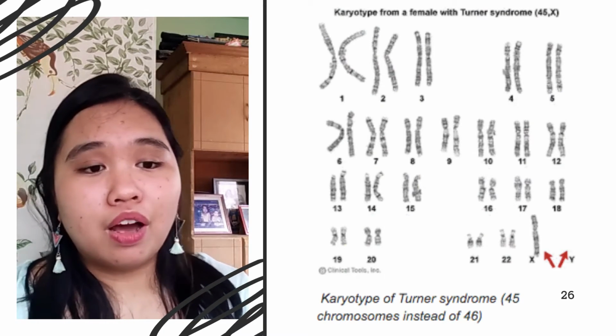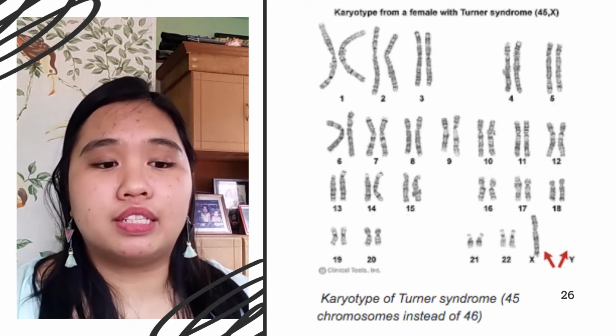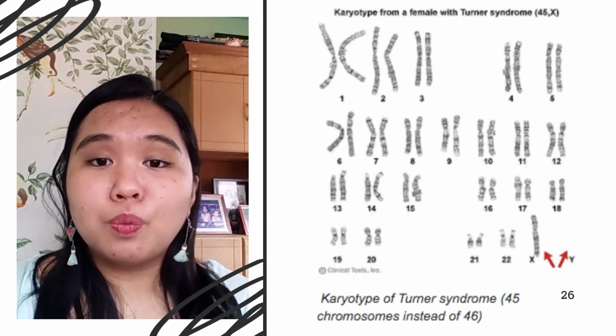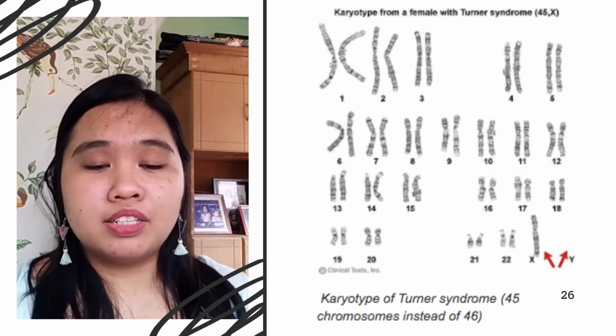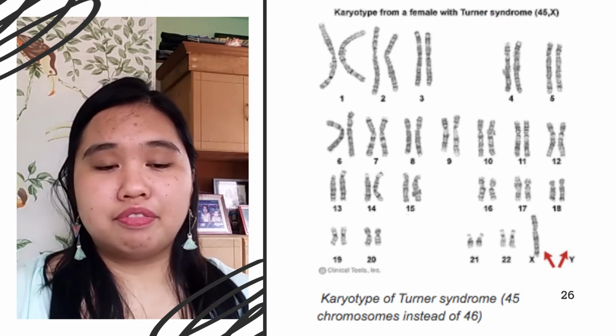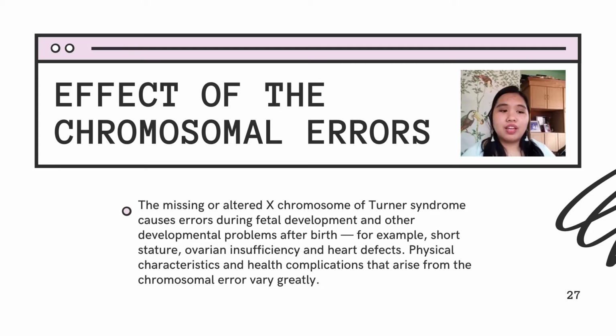So here we have an example of a karyotype from a female with Turner syndrome. As you can see, she lacks one chromosome. Supposedly she's supposed to have 46 chromosomes, but she only has 45. Let's go on to the effect of the chromosomal errors.